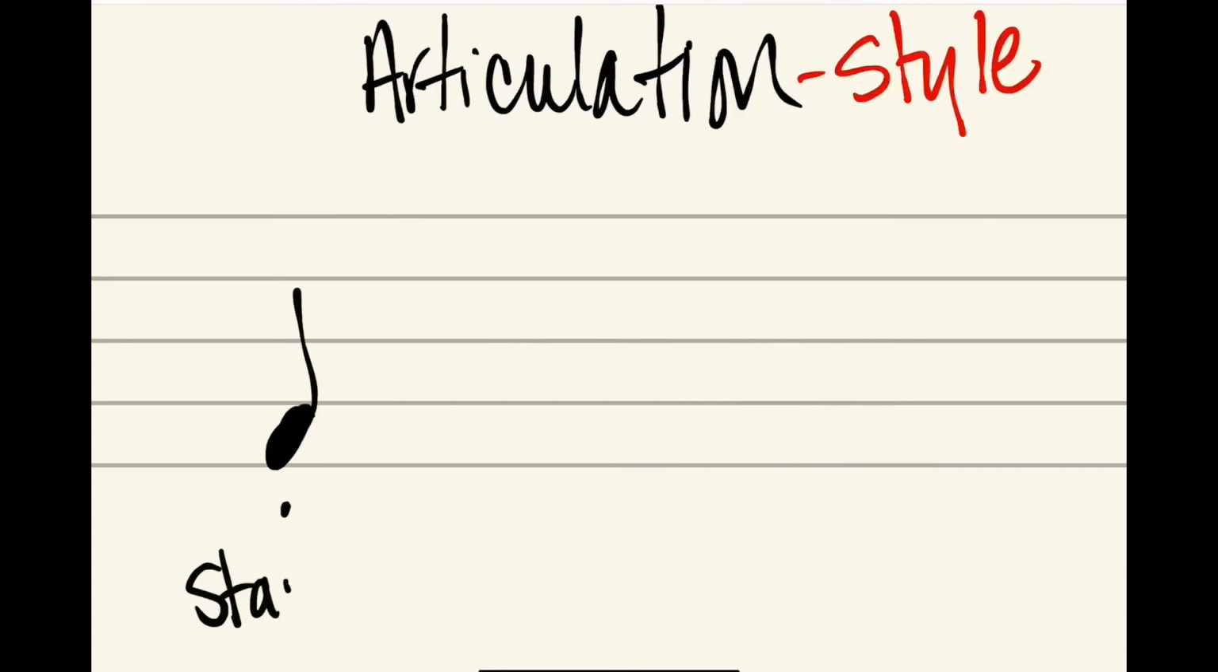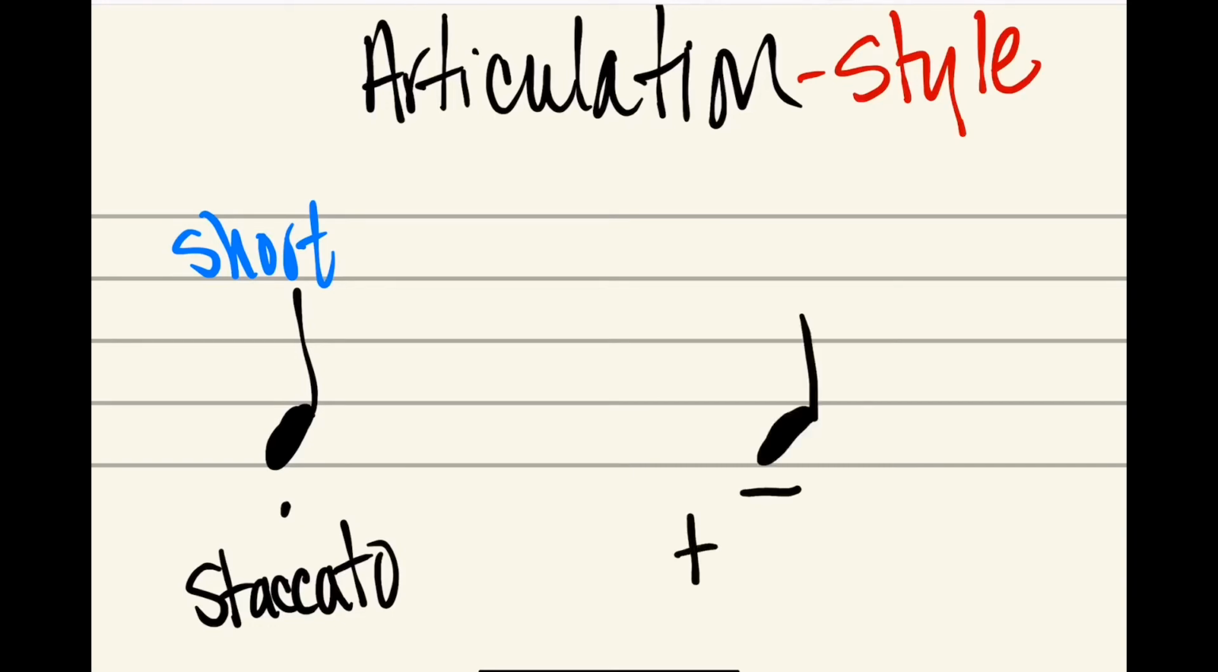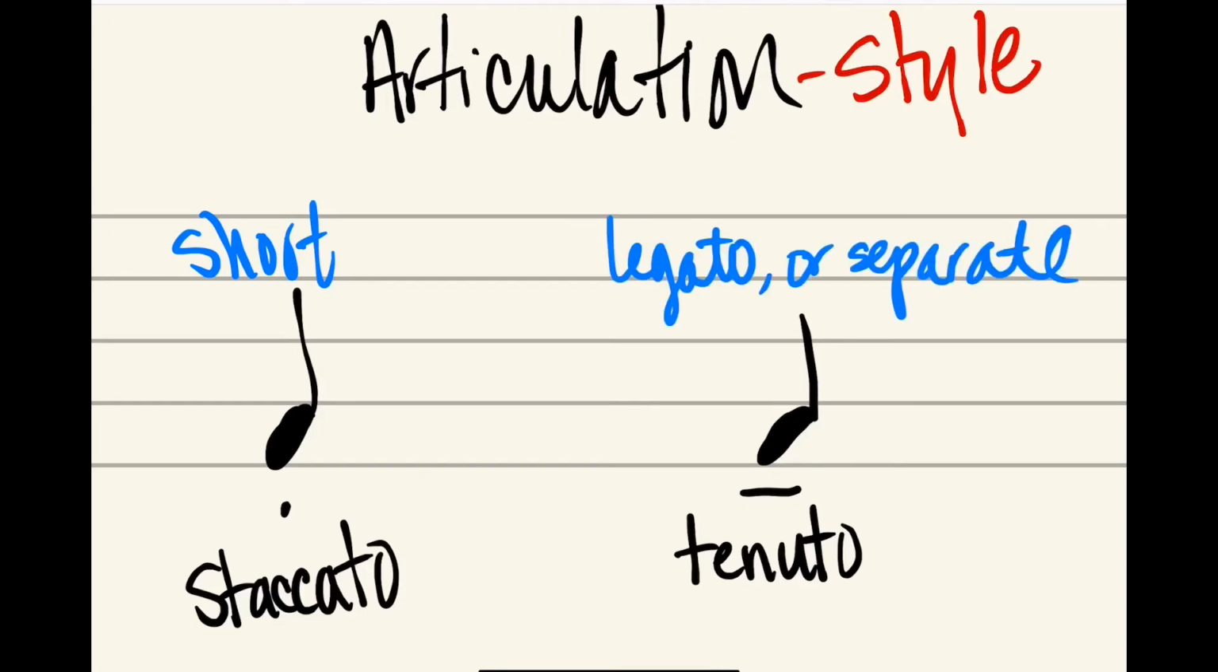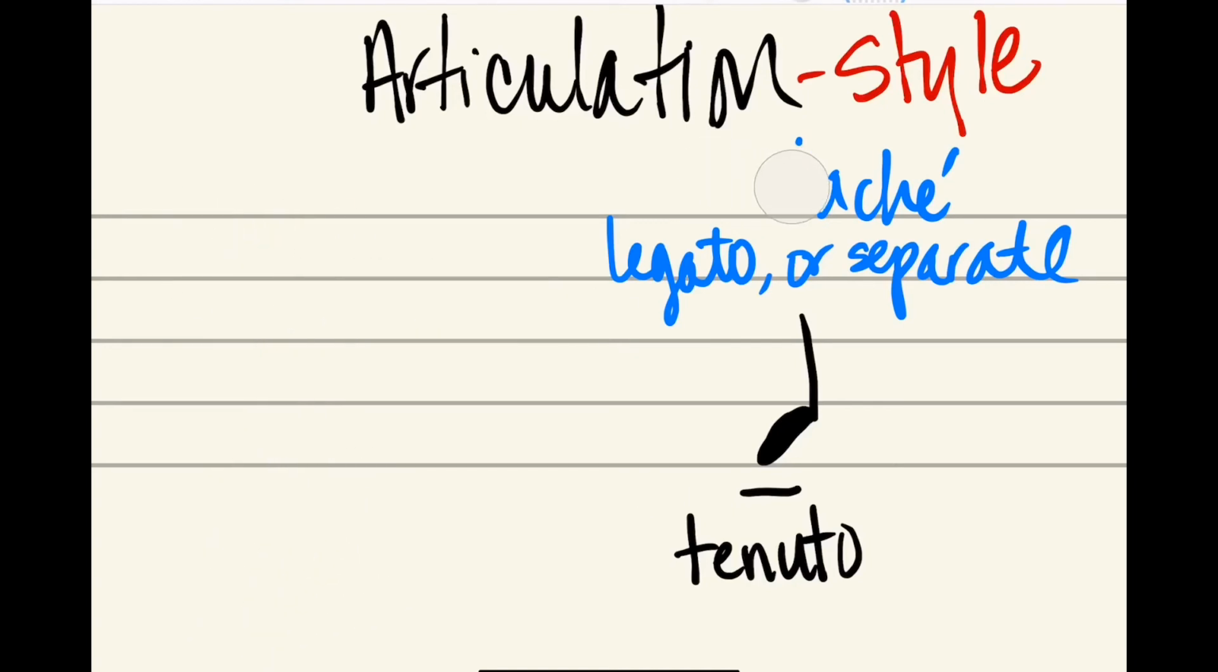Now, articulation plays a big role in playing the correct style of a piece. Staccato, which is short, is one of the most known articulation styles. So it's to play each note very short. Ta, ta, ta, ta. Tenuto is depending on the style, but it could be longer or separate. Usually tenuto doesn't have any type of short phrasing. I like to label it as detaché, which I refer to as a detached or separate legato bow stroke.